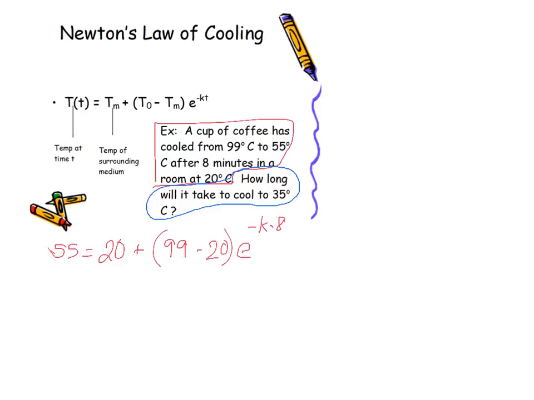The first thing I would do is subtract the 20. 99 minus 20 would be 79, e to the negative, I'm going to call it 8K. Let's get rid of the 79. This is going to be the thing where I'm going to write a couple decimal places, but I want to keep all the decimal places in my calculator.